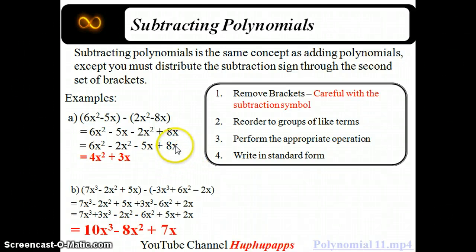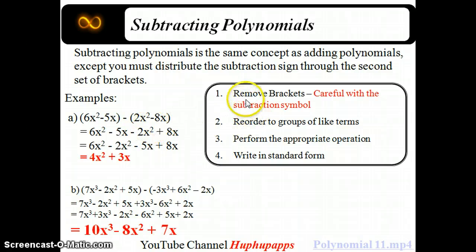So in this video we're going to talk about subtracting polynomials. Subtracting polynomials is the exact same concept as adding polynomials, except when we're distributing the subtraction sign in, we're going to have to actually change all the signs of the inside brackets.